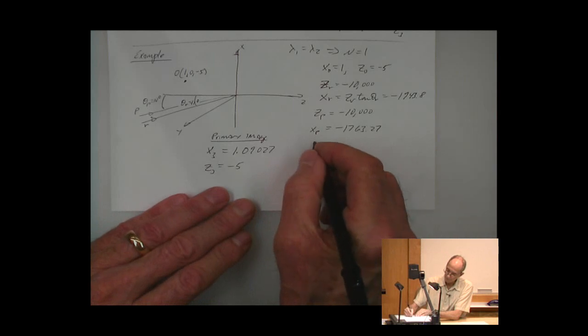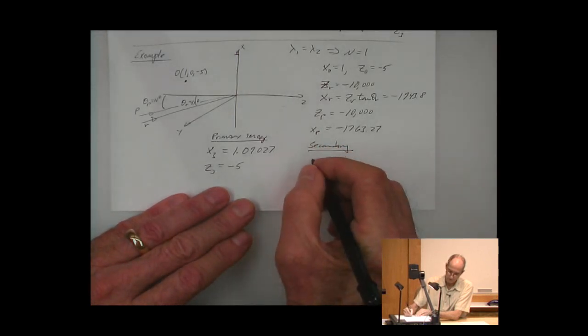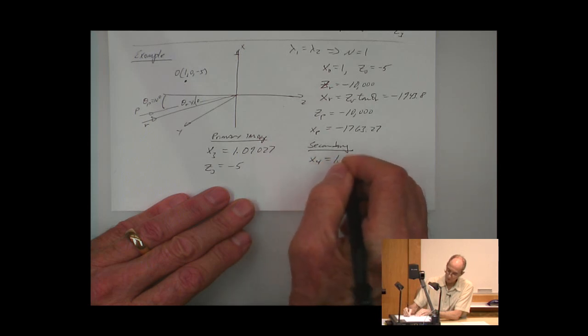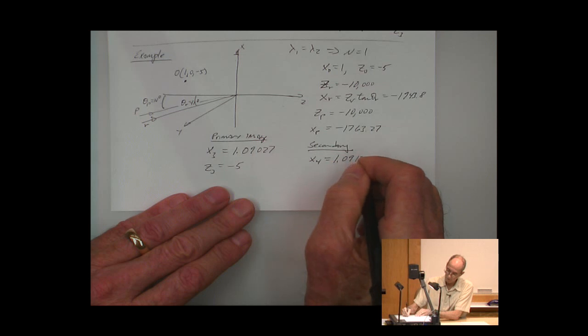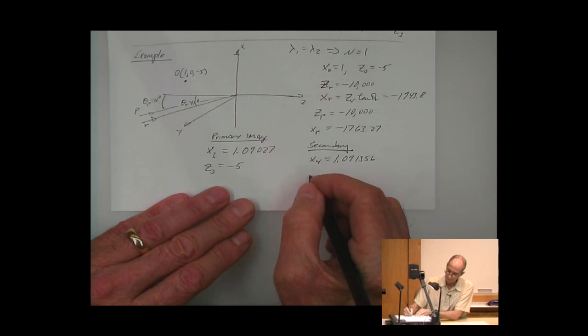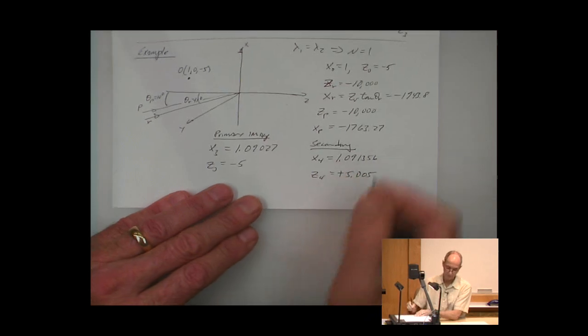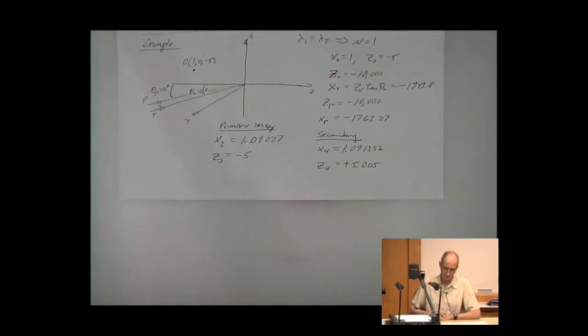And then for the secondary, we had x4 was equal to 1.091356, so a little bit larger difference than 1, and z4 was plus 5.005.